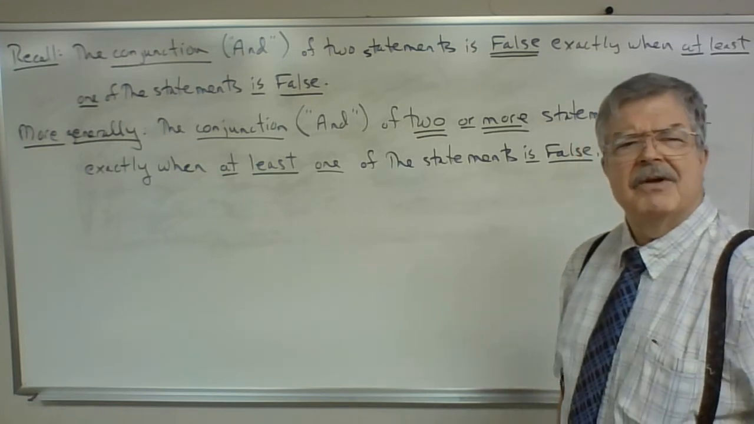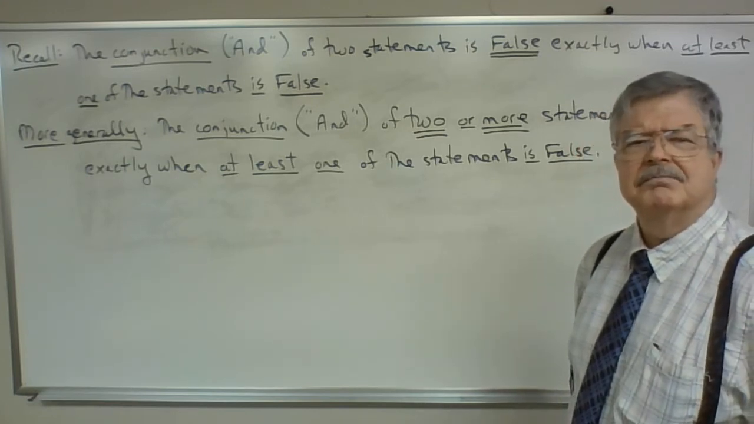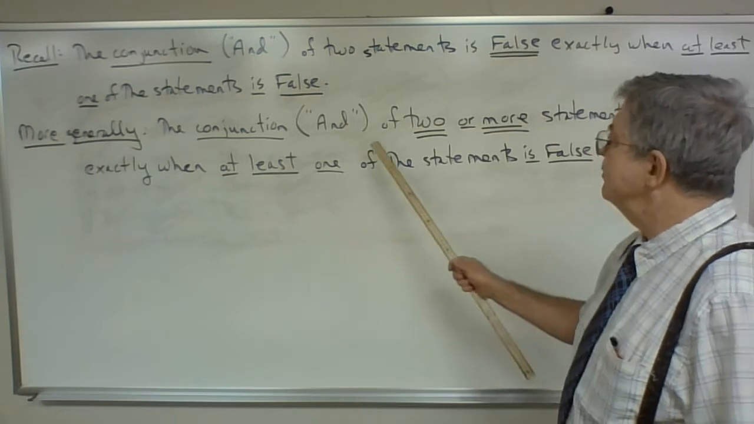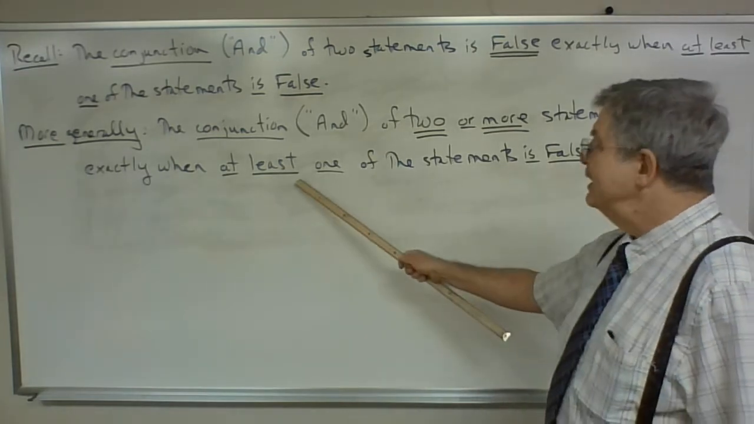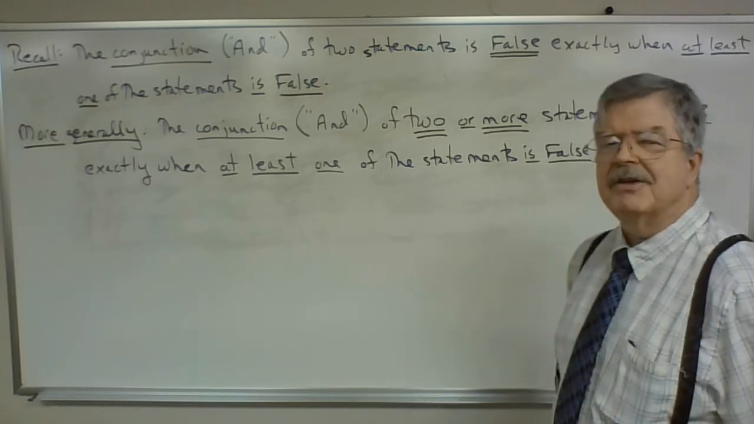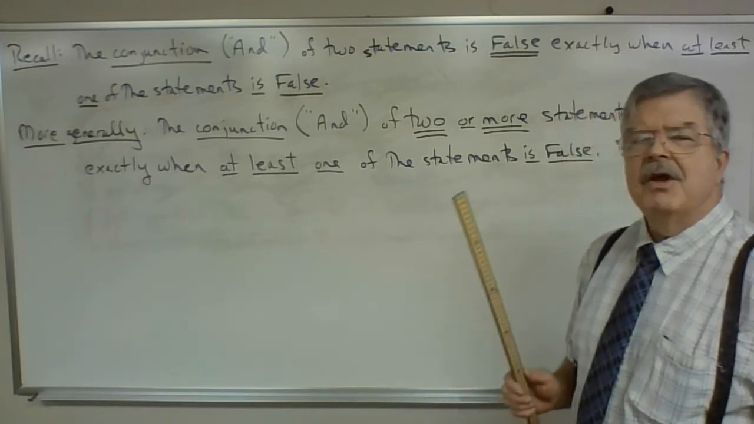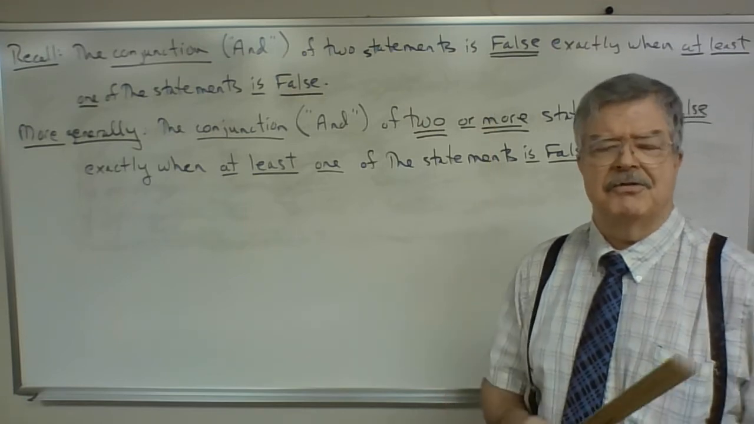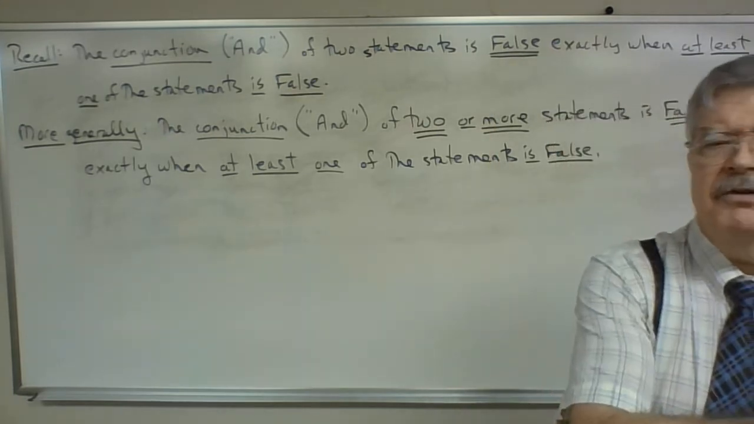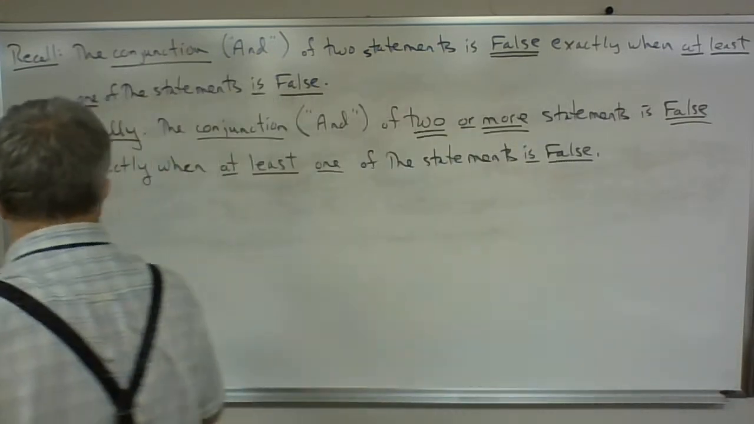Did I just say that right? No, I don't think I did. The conjunction is going to be false when at least one of the statements is false. The only way it's going to be true is when all of the statements are true. So maybe I should write that down also.